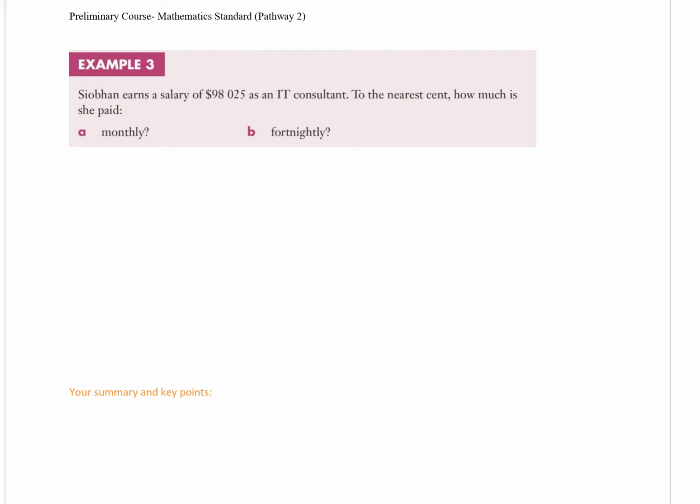In example 3, we're going to follow the same way of approaching our question and then our solution. So let's have a read of this. Siobhan earns a salary of $98,025 as an IT consultant. To the nearest cent, how much is she paid? A, monthly, and B, fortnightly.